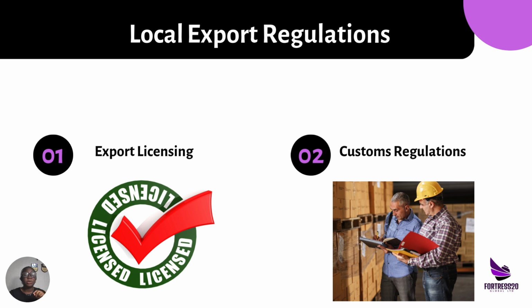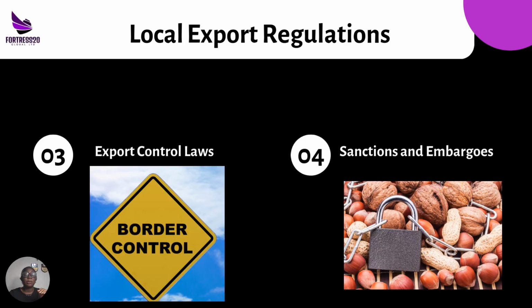These local export regulations include: number one, export licensing. Some goods like military equipment, dual-use goods that are used by both civilian and military, and high-tech items may require an export license from the relevant government authority before they can be shipped out of the country. Number two, customs regulations. Exporters must comply with customs procedures, including submitting necessary documentation and ensuring that all duties, taxes, and fees are paid.